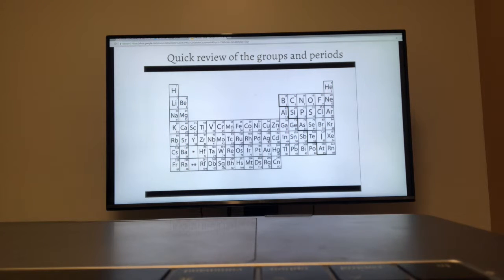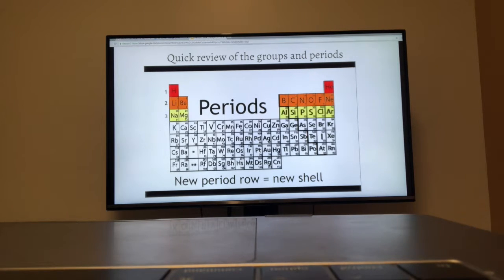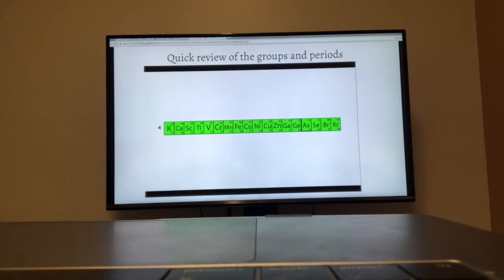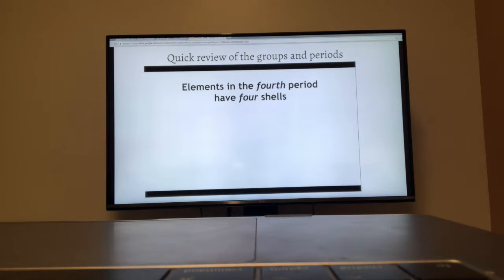The rows going across from left to right are periods. Elements in the same period all share something in common. They have the same number of energy shells. Each new period row represents a new shell. Elements in the first period have 1 shell, and as we go down, the shells increase. Hydrogen is in the first period. It has 1 shell. Potassium is in the 4th period and has 4 energy shells, as do all the other elements in this period.